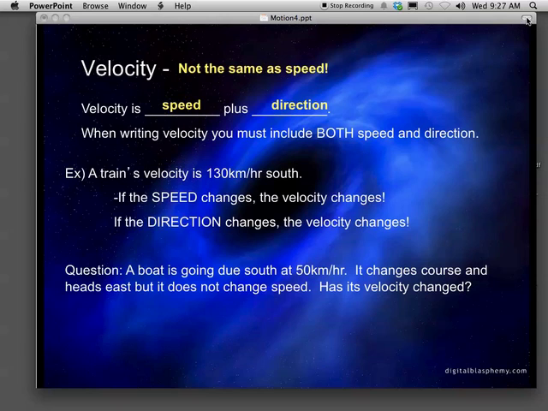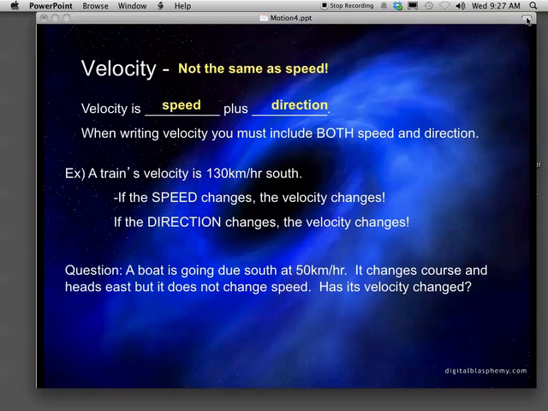So basically it's got one extra piece of information. If it turns this way, it's still 130 kilometers per hour, but it's different because it's not south anymore, so it's a different velocity.